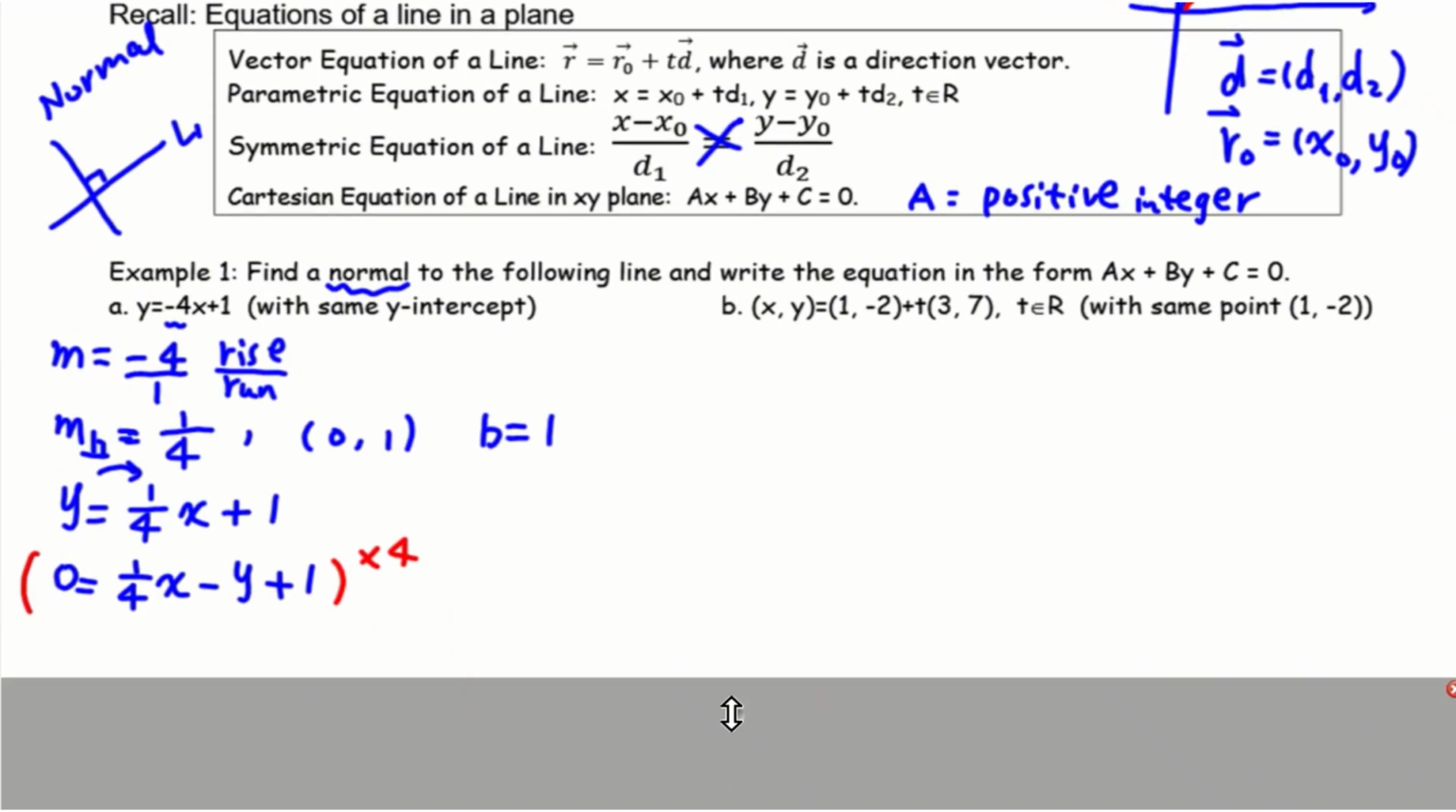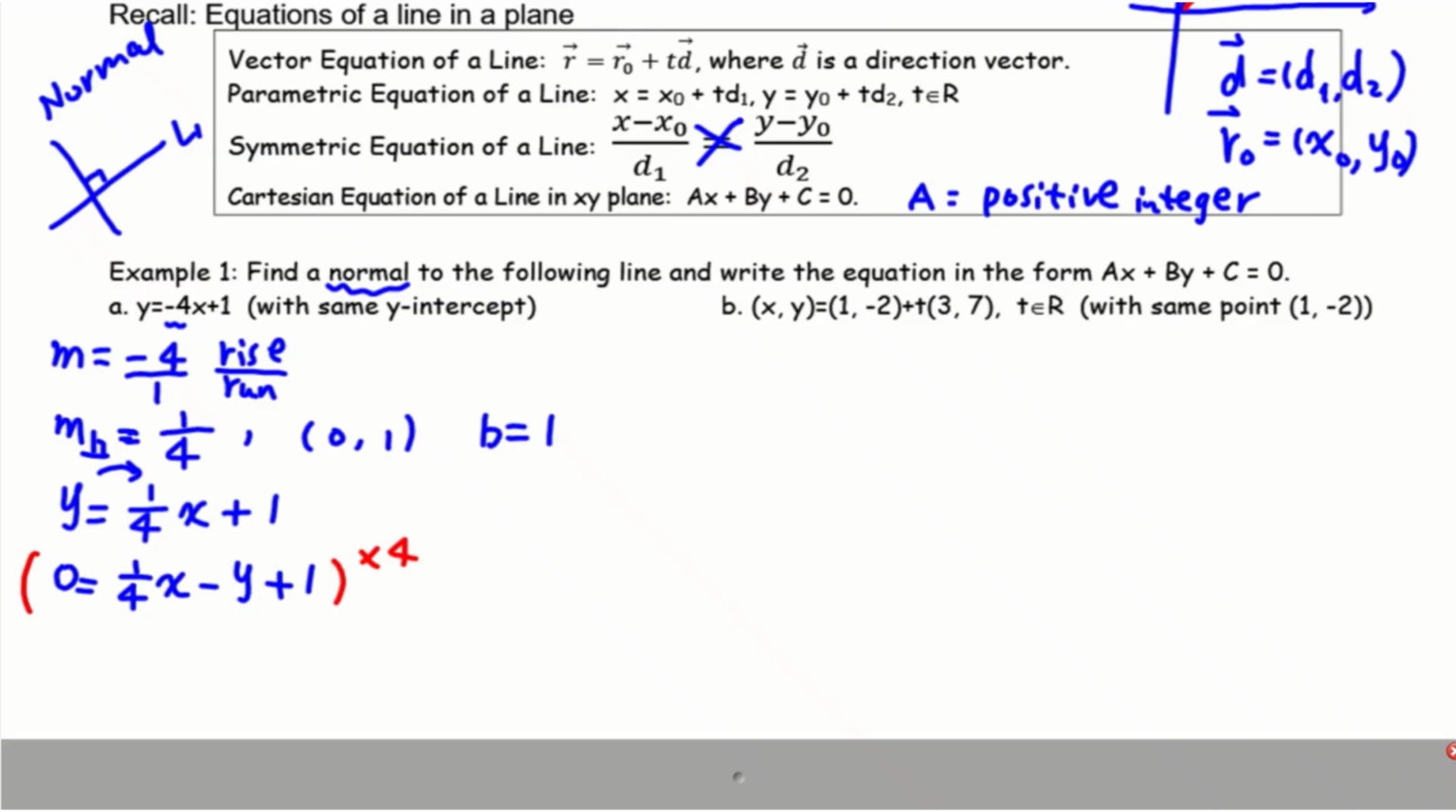Then we are going to have 4 times 0 gives us 0, quarter times 4, you could think numerator times numerator, denominator times denominator. So 1 times 4 divided by 4 times 1 gives us 1. So it's just x. Minus 4 times y is 4y. 1 times 4 is 4. Then this is our Cartesian equation for the normal to this line. Then question B.